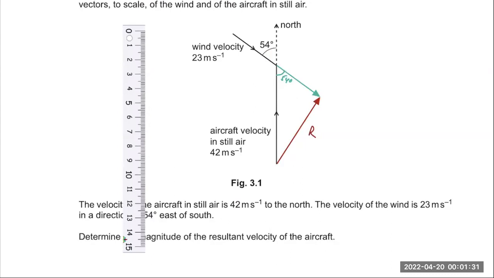Is there any mathematical way to solve this? Yes, there is. We'll talk about that. I want you to understand this method first, in case they ever ask you to solve it using a scale diagram.